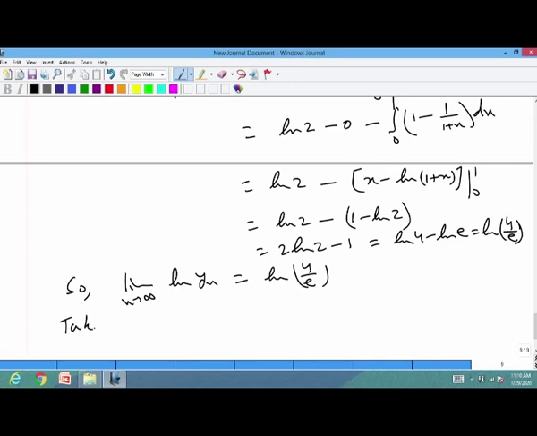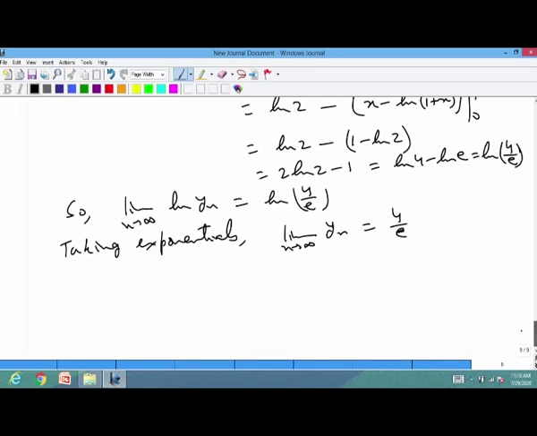Taking the exponential, we get the limit of y_n is equal to 4 by e, and this was denoted by L. So, L is equal to 4 by e. What we have to find is the greatest integer of L.